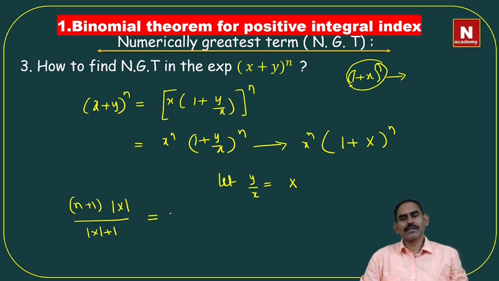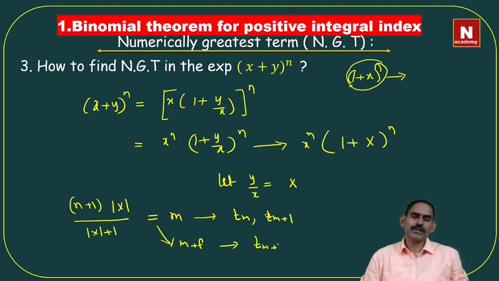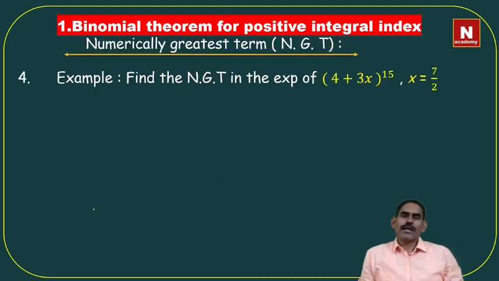If you get an integer m, then t_m and t_(m+1) are the numerically greatest terms. If it is not an integer, for example in the form m + f, meaning integer plus fractional part, then t_(m+1) is the numerically greatest term. Let us start with an example using the formula.